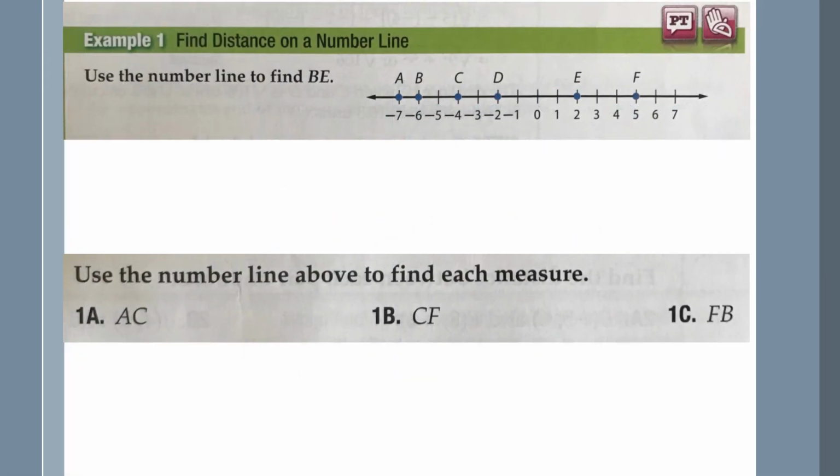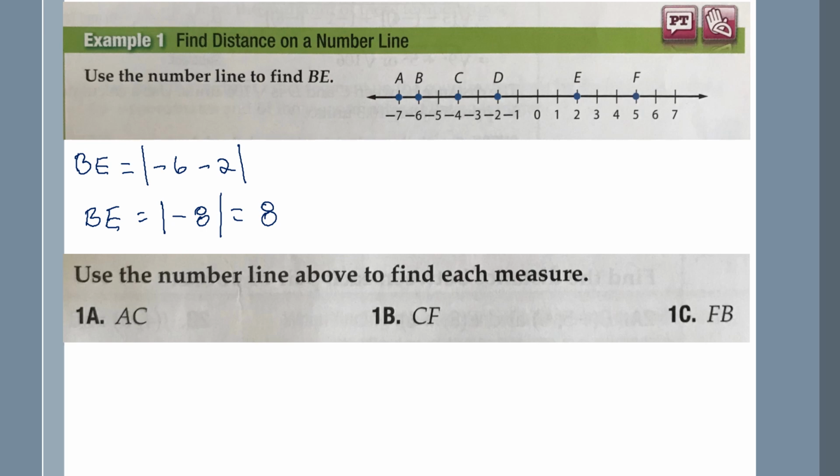Time for some example problems. We're going to use the number line here, and we're going to find the length of segment BE. The first thing we're going to do is write it out here. So BE is equal to the absolute value, and we'll take the value of B, which is negative 6, and E is at 2, so minus 2, and I get here that BE is equal to the absolute value of negative 8, which is equal to positive 8.